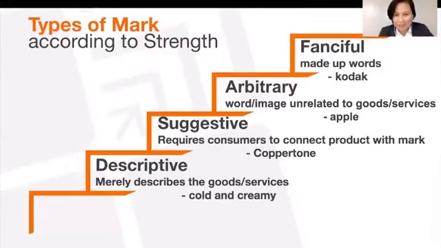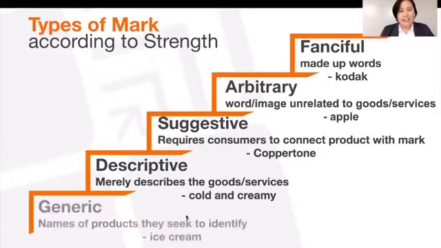Tama, ice cream. Cold and creamy here for the product ice cream. It simply describes what an ice cream is. It's cold and creamy. And lastly, you have a generic mark. Generic marks are names of products they seek to identify. Okay? They're simply names of the product. And that is no longer a trademark. For example, ice cream, for the product itself, ice cream.